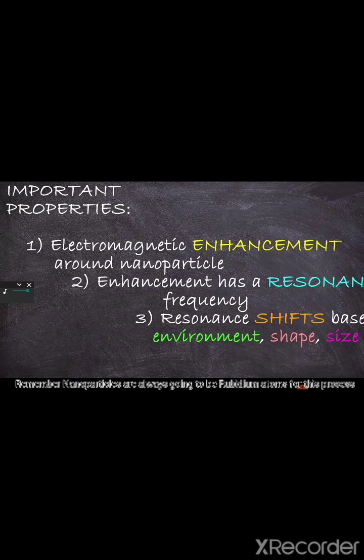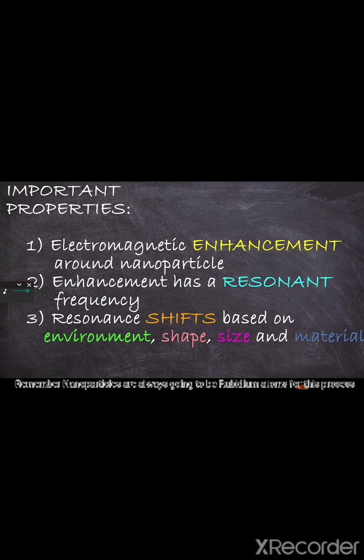So the key properties are that when a metallic nanoparticle is illuminated, 1, it creates a region of dramatically enhanced electric field directly around it. 2, it has a resonance to this electrical response, a signature frequency depending on its material and shape. And 3, this resonant frequency shifts in response to changes in the medium around it, the medium it's immersed in.